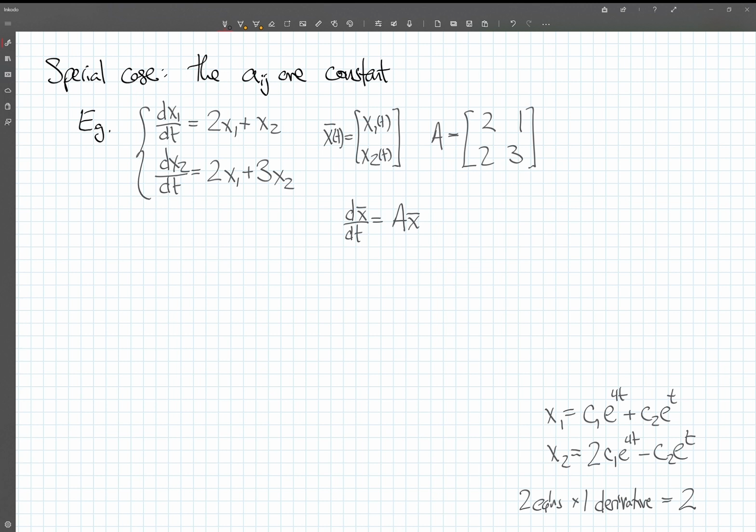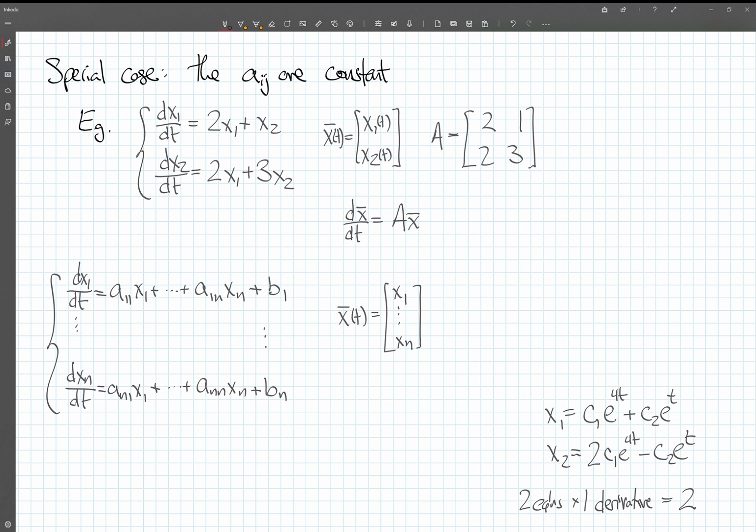In general, when you have a system of any dimension, you set x to be x1 through xn, the vector B is B1 through Bn, and the matrix A is just given by taking those coefficients and putting them all together. In general, these entries of the matrix A could depend on t. Right now, we've been considering constant coefficients. That means this matrix is a constant matrix, but you could imagine that it varies in time.